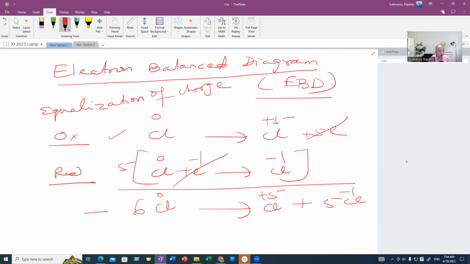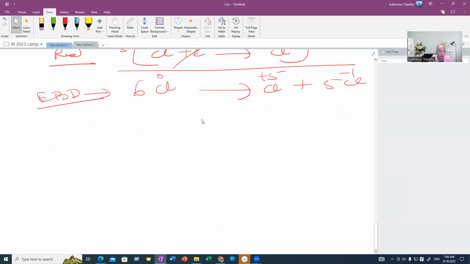So this is called the EBD, the electron balance diagram. This is just a diagram. Looking at the coefficients, we have to balance the original equation. Look at the original equation, and I am writing it down once again here. Now, the coefficient of 0 wala chlorine is 6.